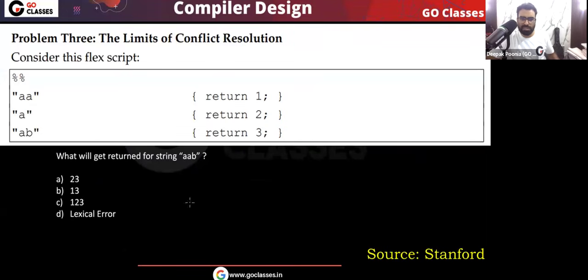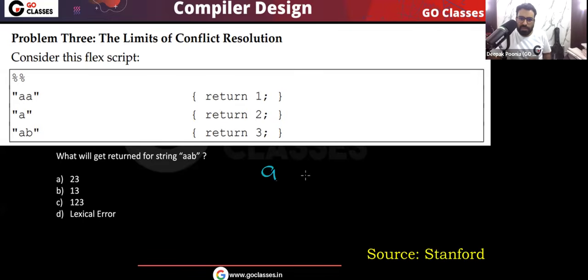Let's solve this question from Stanford. Consider the following lexical specification. Basically, we have 3 tokens: token 1, token 2, token 3. These are the associated regular expressions. What will we get in the output for the string AAB? For the string AAB, what output are we going to get? Let's see. What will be the token stream? You can see this is the input character stream. What will be the tokenization?